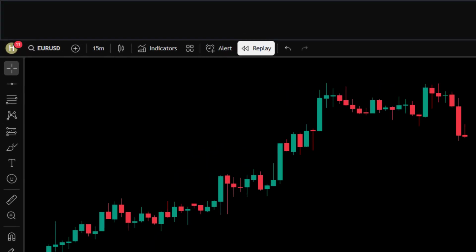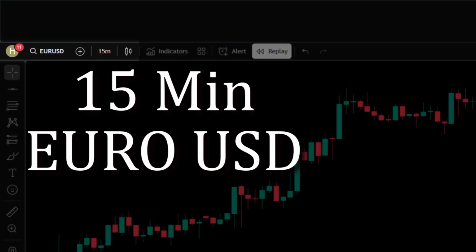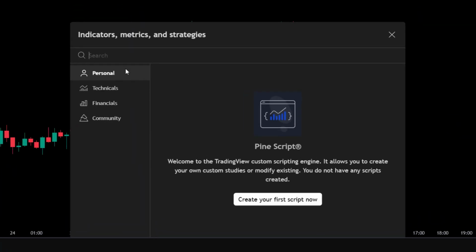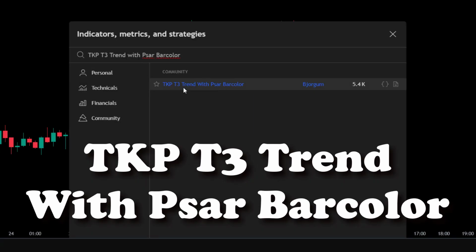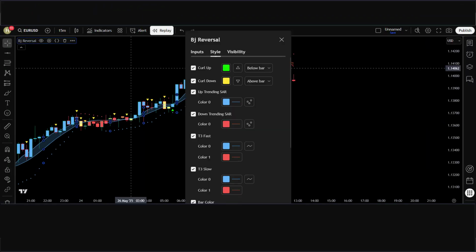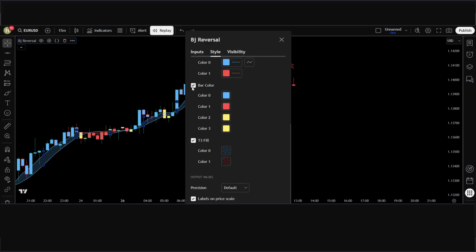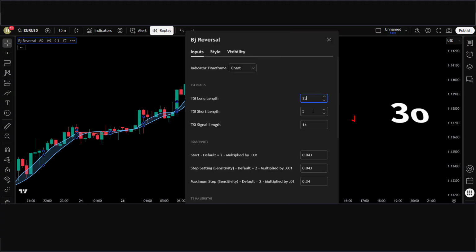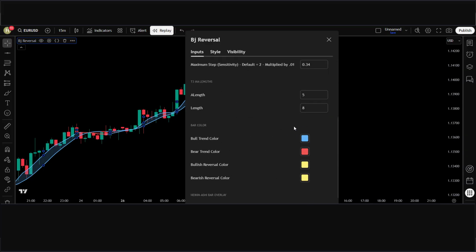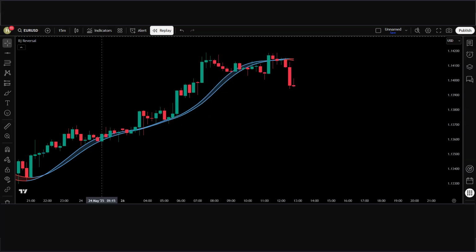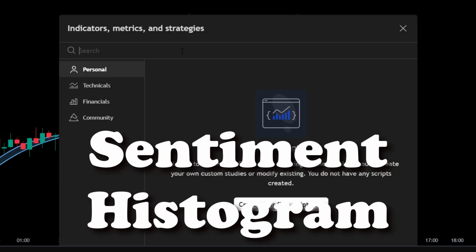Let's get started. We are going to test this strategy on the 15-minute time frame in the EUR/USD chart. In this setup we would require two indicators. The first indicator name is TKP T3 Trend with PSAR Barcolor. Keep the indicator settings as I have shown here. We have to apply another indicator on the chart. The second indicator name is Sentiment Histogram.